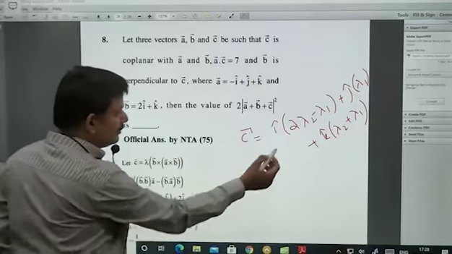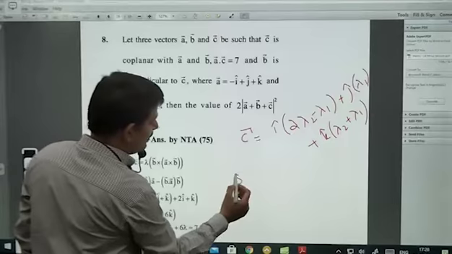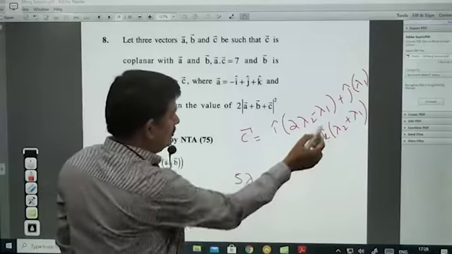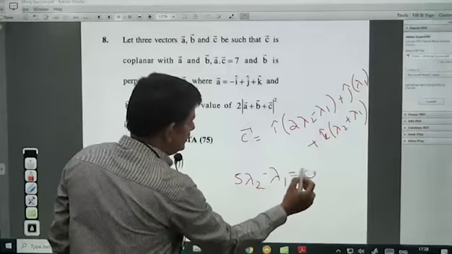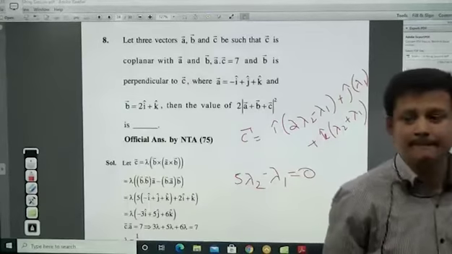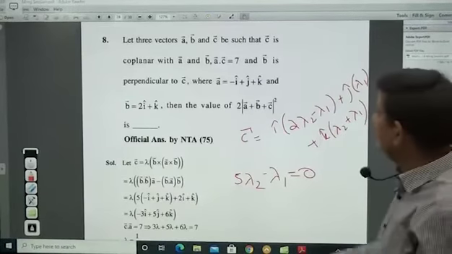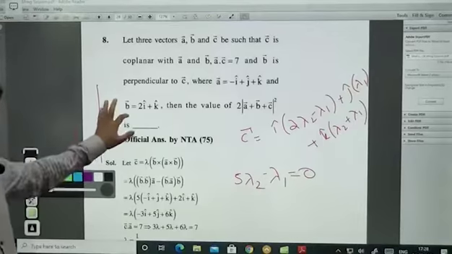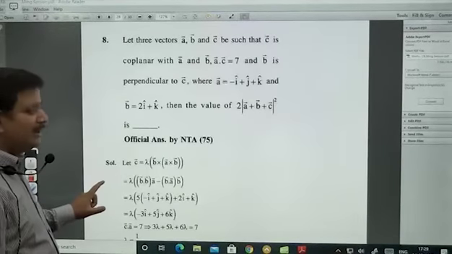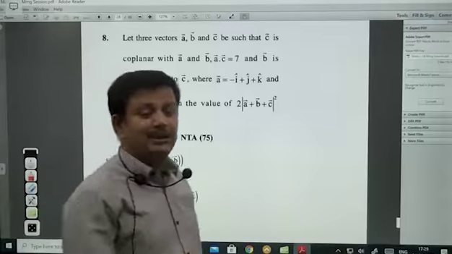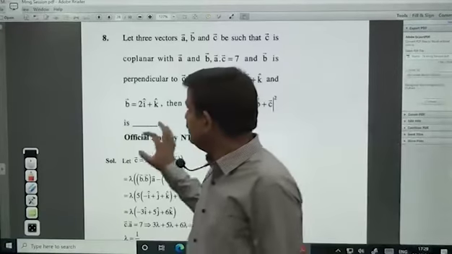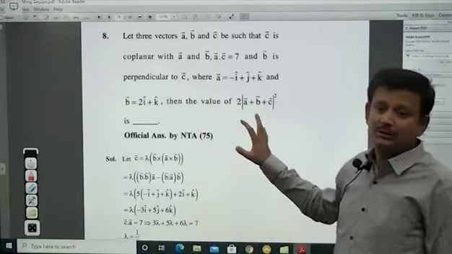So 2 into 4 lambda 2 plus 5 lambda 2 minus 2 lambda 2 minus lambda 1 is equal to 0. This is the first condition. What else is given? A dot C is given to be 7. Another condition in terms of lambda 1 and lambda 2 you can find. So not a bad method, but definitely this is a better method. Whenever a vector is known and you know one vector perpendicular to it, try to catch hold of another vector perpendicular to it, and your vector will be along the cross product of the two vectors. Is that clear?